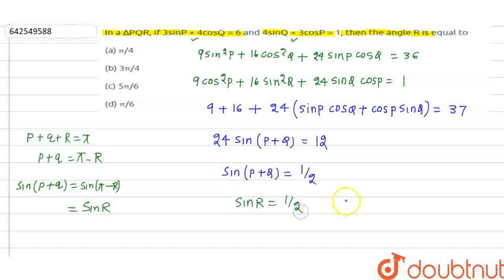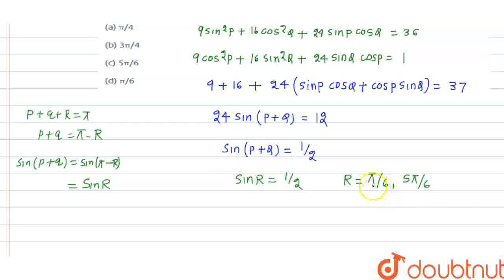So sin R is equal to half. That means R has two values: pi by 6 and another is 5 pi by 6. Now when R is pi by 6, then P plus Q will be 5 pi by 6, and when R is 5 pi by 6, then P plus Q will be pi by 6.